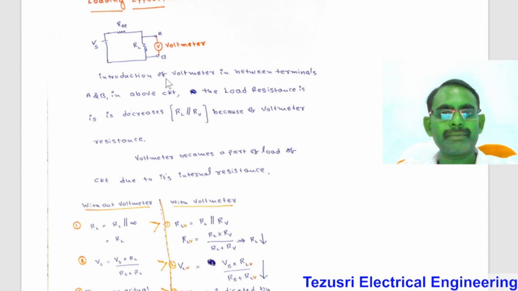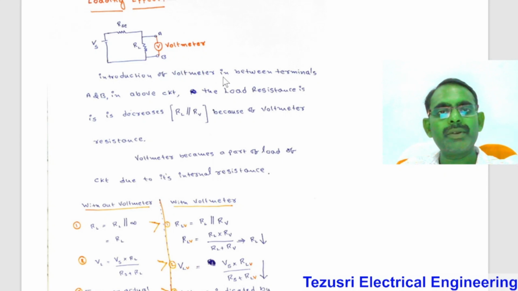Next, loading effect. As shown here, the actual circuit is a source voltage into one resistor in series with the load resistance. We need to measure the voltage across the load resistance. We have to connect the voltmeter in between these two terminals A and B, which means the voltmeter is connected across the load resistance.